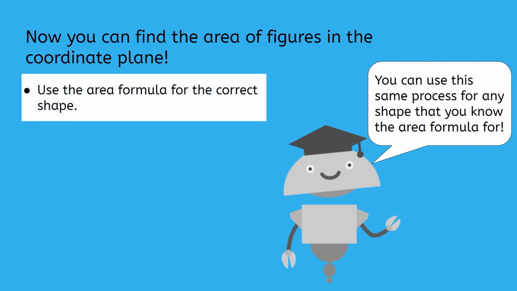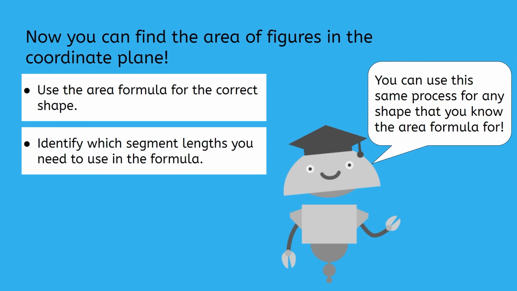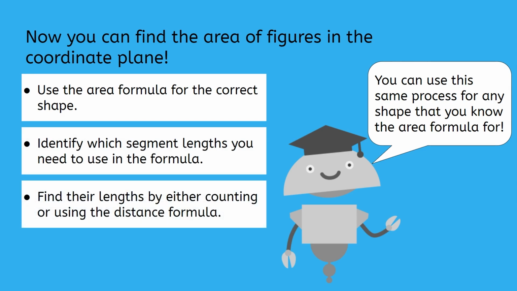You'll use the area formula for the correct shape, identify which segment lengths you're going to need to use in the formula, and then you'll find their lengths by either counting their length if they're vertical or horizontal, or by using the distance formula. When it comes to counting lengths, you can use whichever method feels best to you, whether it's counting by ones or by using larger increments.